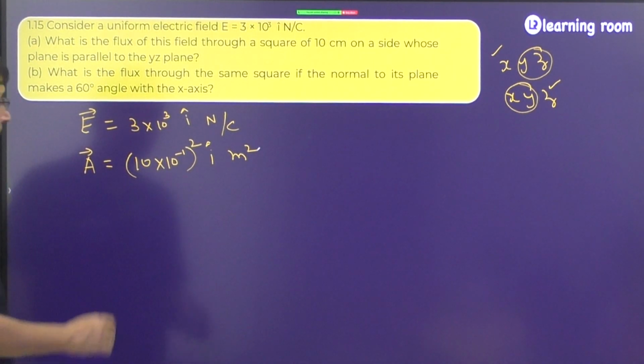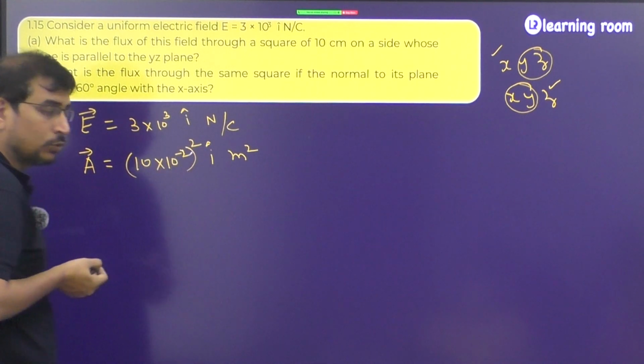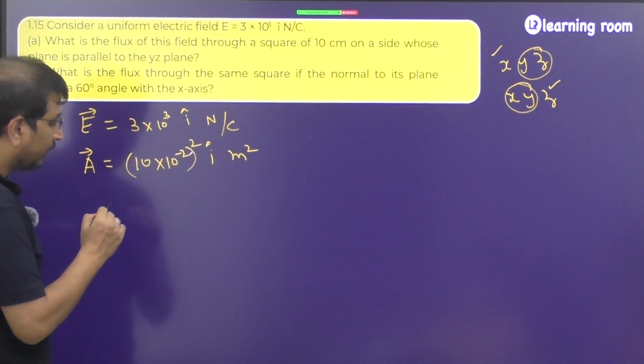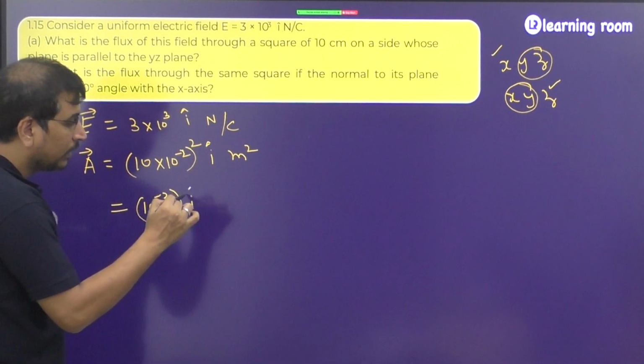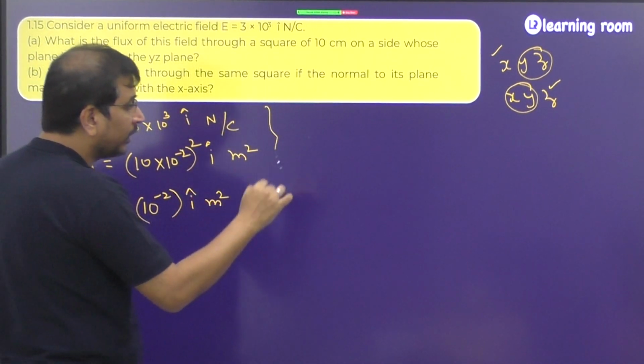Am I clear with this? Sorry, 10 into 10 power minus 2, the whole square, i cap meter square. So it is going to be 10 power minus 1, the whole square is 10 power minus 2 times i cap meter square. So what is going to be the flux value?